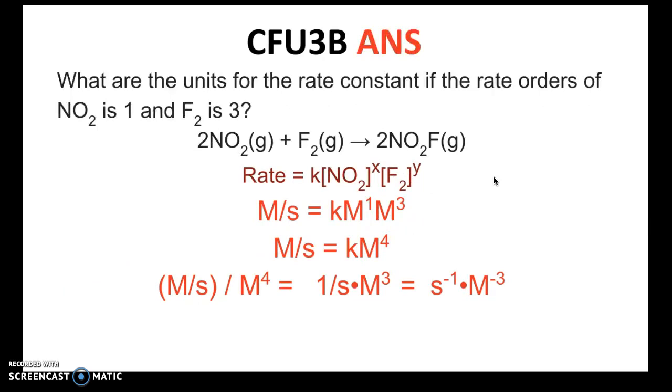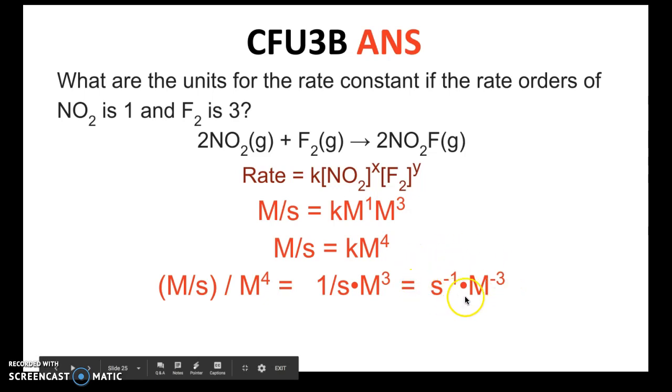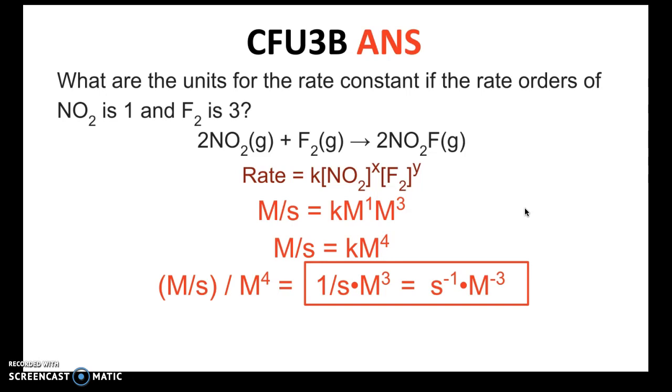Okay, so here's what the work looks like. When we plug those values in, we get molar per second equals K times molar to the 4th power. Then I would divide both sides by molar to the 4th power. Molar divided by molar to the 4th power will get me 1 over molar cubed. And the seconds are already in the denominator, so I'd multiply those together. So it's 1 over seconds times molar cubed, which is equal to seconds to the minus 1 times molar to the minus 3. Anything in the denominator will have its negative power. So this will be the answer here.